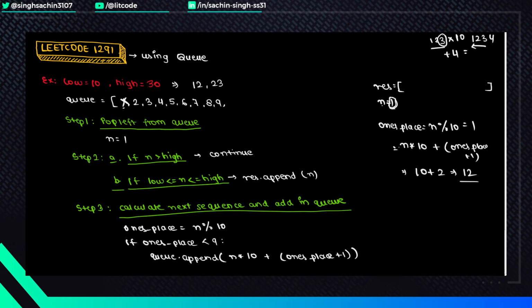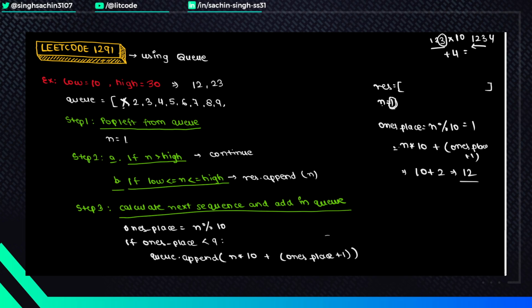And if you follow the steps, this is exactly the logic I have written over here. So what we are doing, we are taking elements from Q, which was 1 now. If the element is higher than the high value, or if it exceeds the range, we don't want to do anything and we'll continue with the next integer. If it is between the range, we will add that in the result. Now we will calculate the next sequence and add it back into the queue.